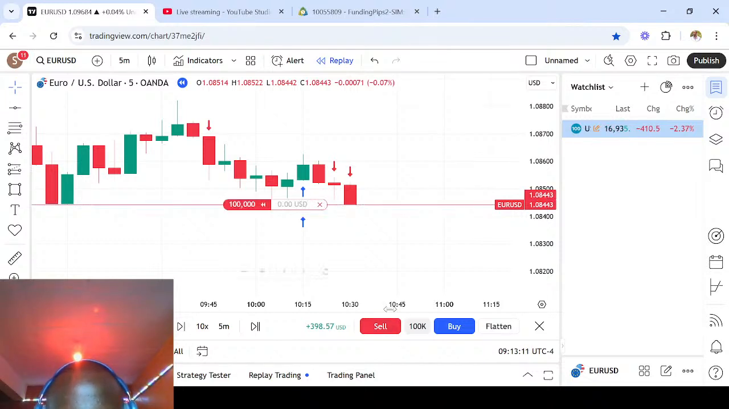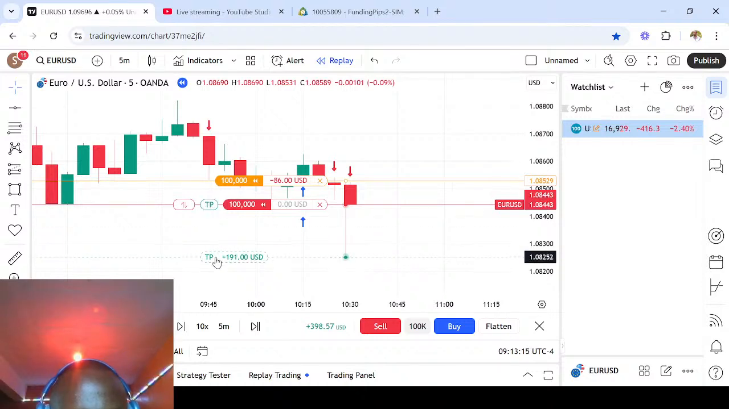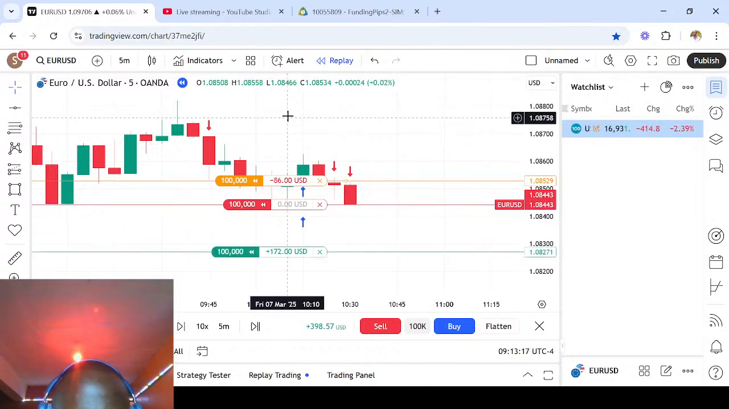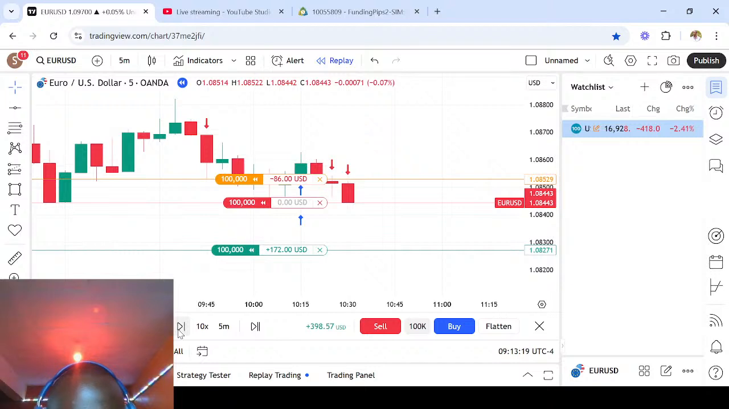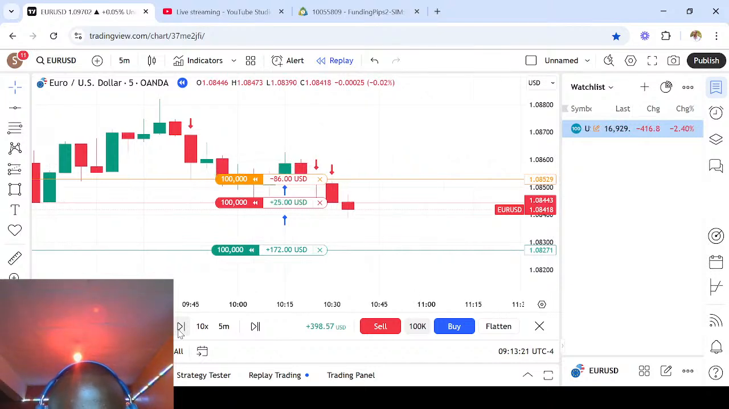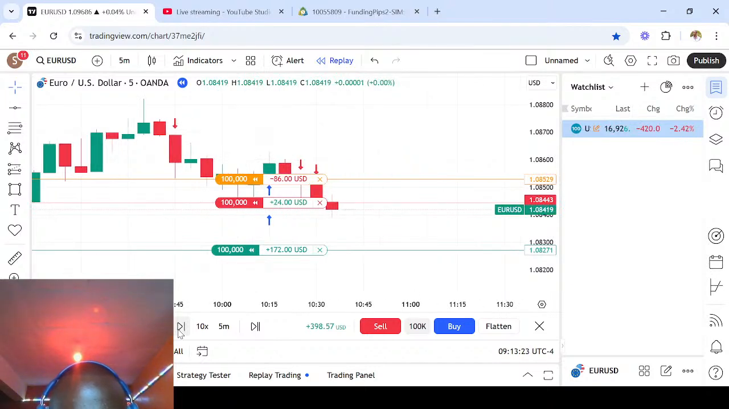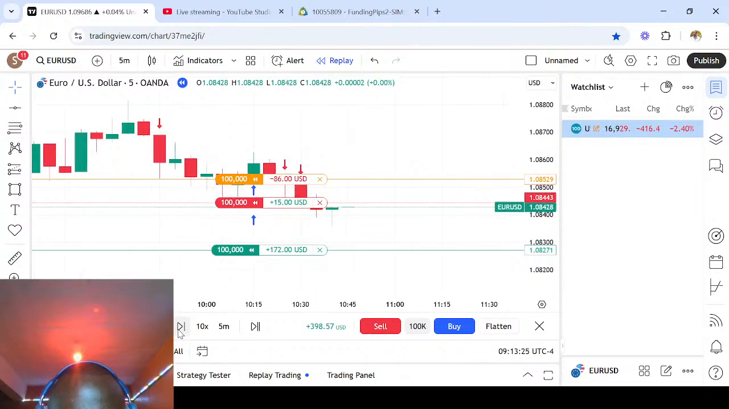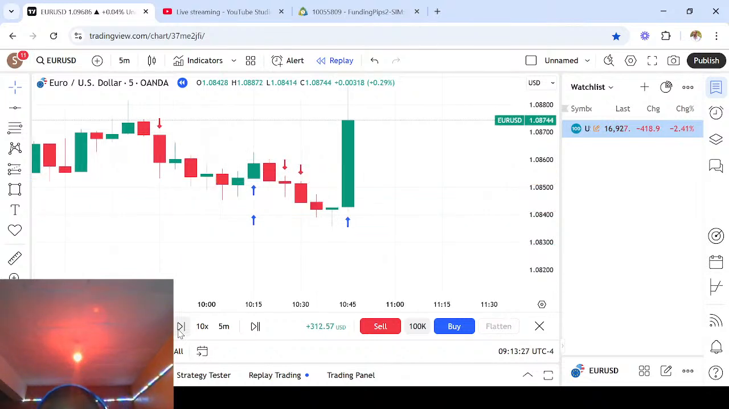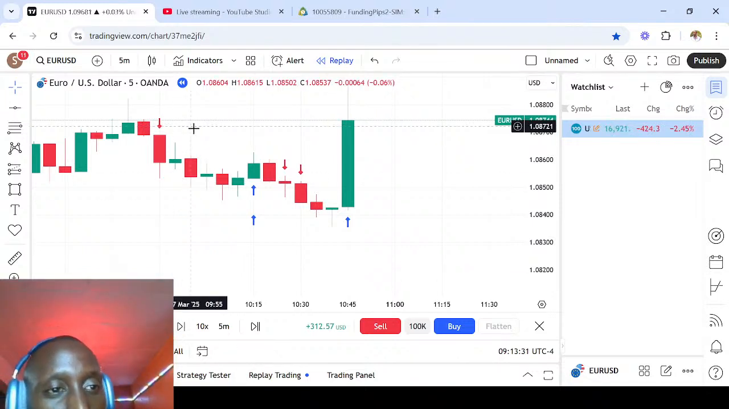Again, we can sell for trade number 3 here. Stop loss is above that candle, 86, we are going for 160, 170, not bad. Let's see. Okay. Weakness. There's no way we could have survived that one. We move on to the next day.